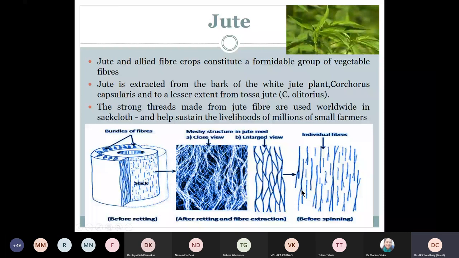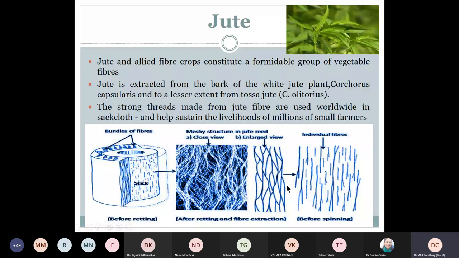Retting is the process of converting this bark into fibers, and then comes the spinning of the jute fibers. There are many industries, especially in Calcutta and around Calcutta, involved in the production of jute yarns. From the jute yarn, they make bags, gunny cloth and gunny bags, and all these products are used for the packaging of either food grains or any industrial product.